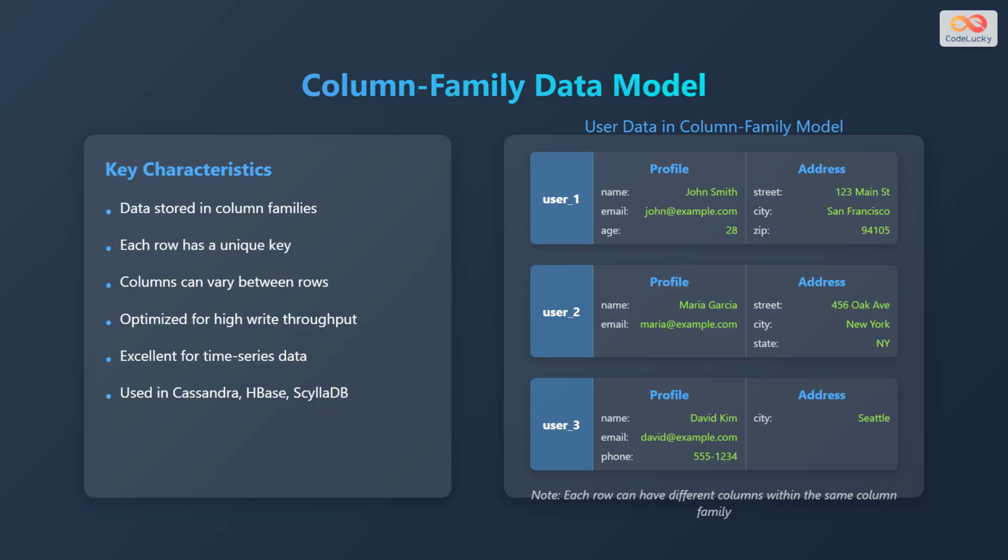The example shows user data in a column family model. User 1, User 2, and User 3 are row keys. Each user has column families such as profile and address. The columns within these families such as name, email, street, and city can vary from row to row.